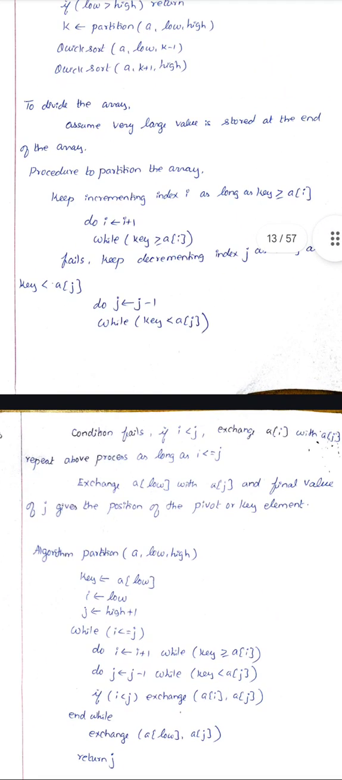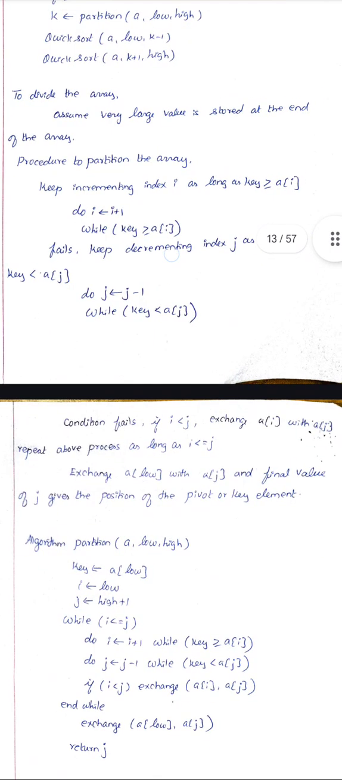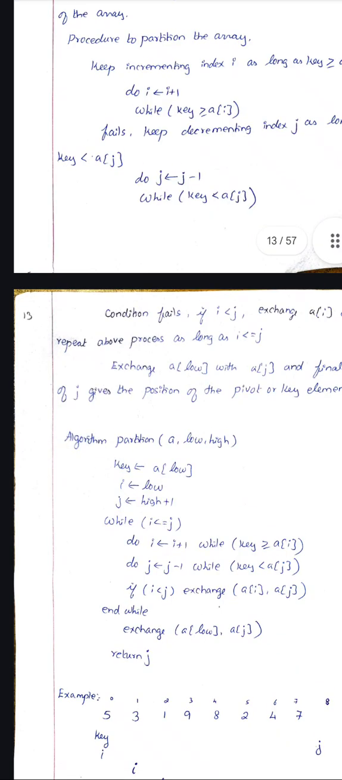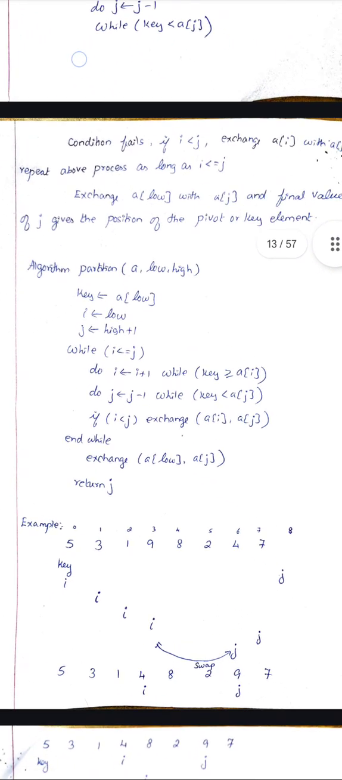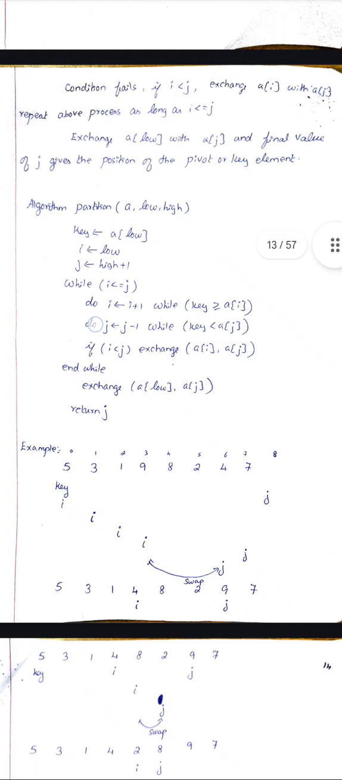To divide the array, assume a very large value is stored at the end of the array. The procedure is to partition the array. Keep incrementing index i as long as key is greater than or equal to A of i: do i equals i plus 1 while key greater than or equal to A of i fails. Keep decrementing index j as long as key is less than A of j: do j equals j minus 1 while key less than A of j. If the condition fails and i is less than j, exchange A of i with A of j. Repeat the above process as long as i is less than or equal to j.